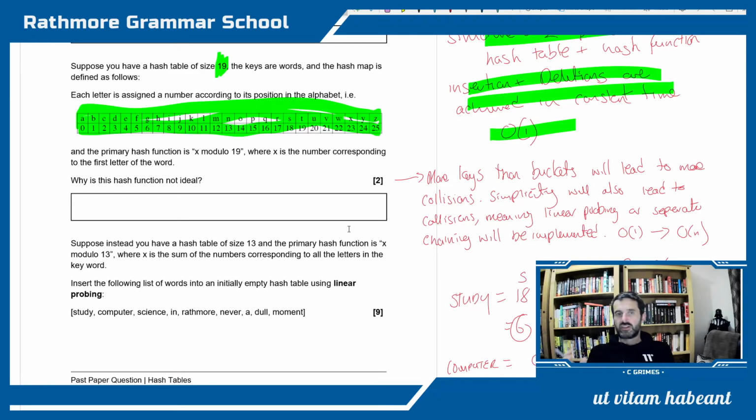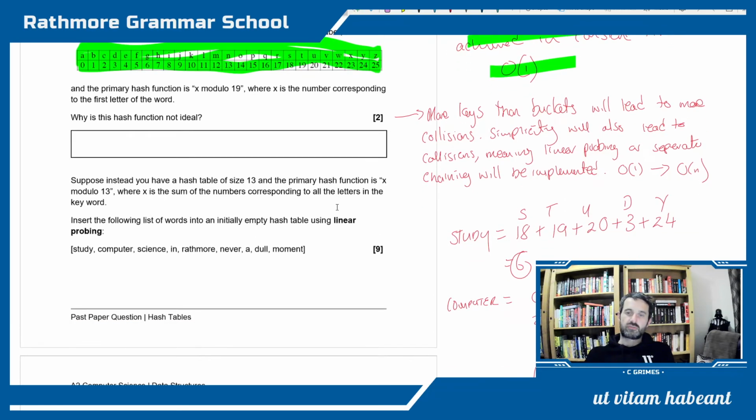So if I modulus this by 19, A will hash to location 19, as will T. So straight away there's going to be collisions. So if you mentioned this concept that more keys than buckets will lead to more collisions, that's a marking point. Second marking point, the simplicity of this algorithm is going to lead to collisions. If there are collisions, then you're going to explain that involves implementing linear probing or separate chaining, and that's going to remove the efficiency, moving from constant time to O(n).